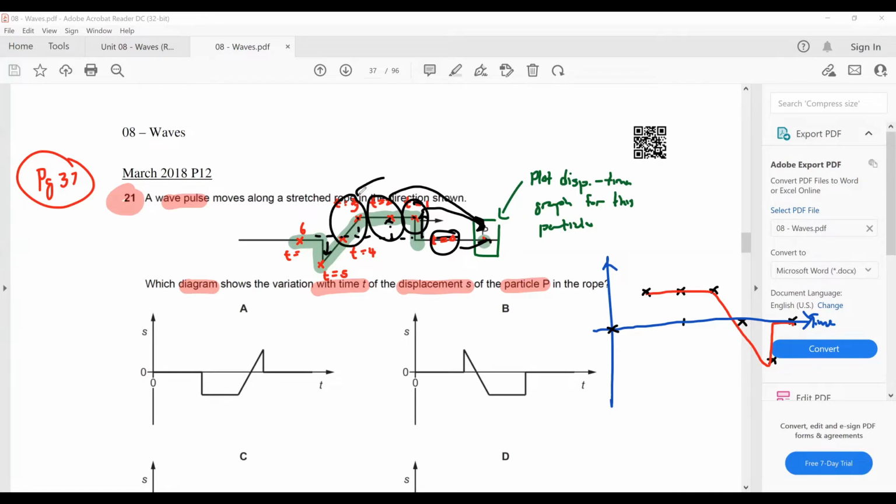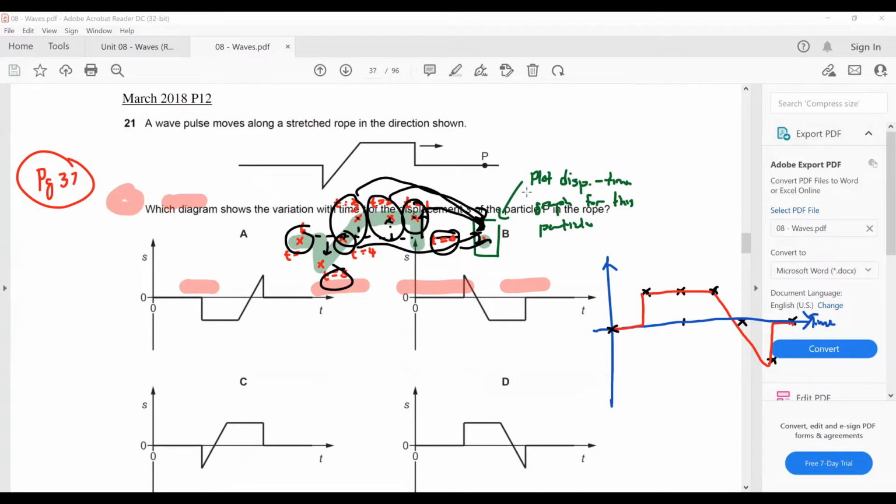This part will again reach this point at t equals 3. And then this part will reach point P at t equals 4. And then you repeat the same for the subsequent points. This is actually the shape that you will get. Okay. The answer is actually D, right?